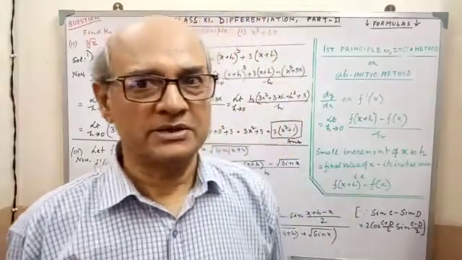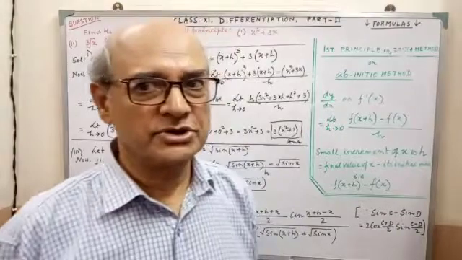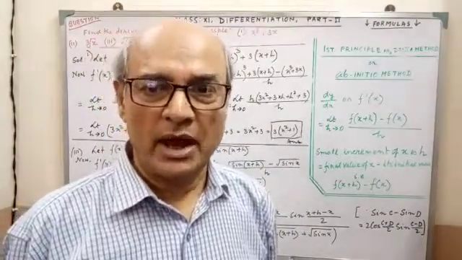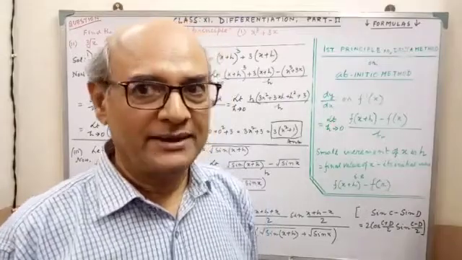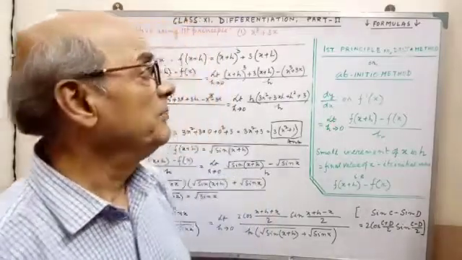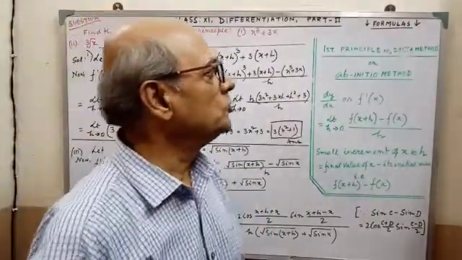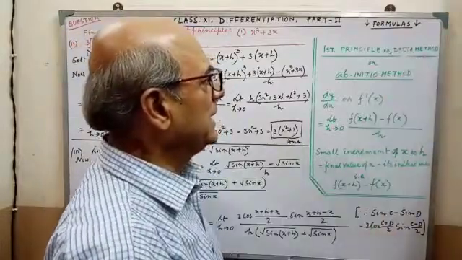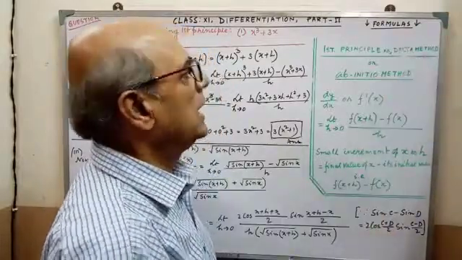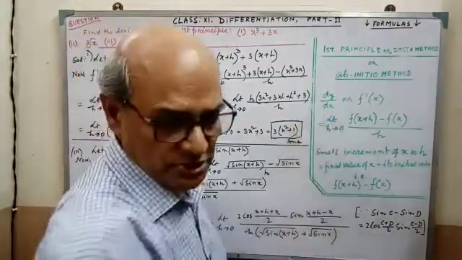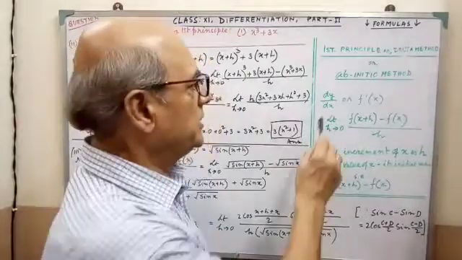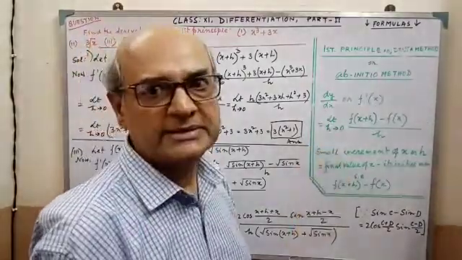Today for class 11, differentiation part 2. In part 1 you have learned the basic operation and some formulas. And here, first principle. This is also known as the delta method, ab initio method, of differentiation. The symbol of differentiation that is known to you, dy by dx or f dash x.